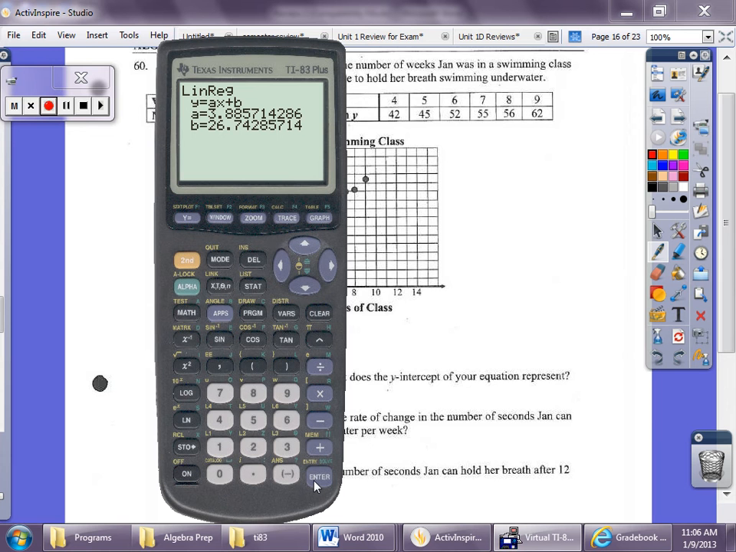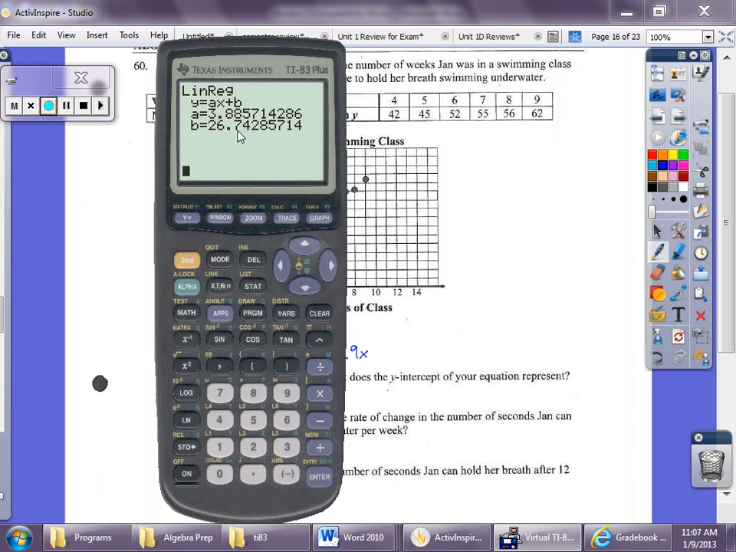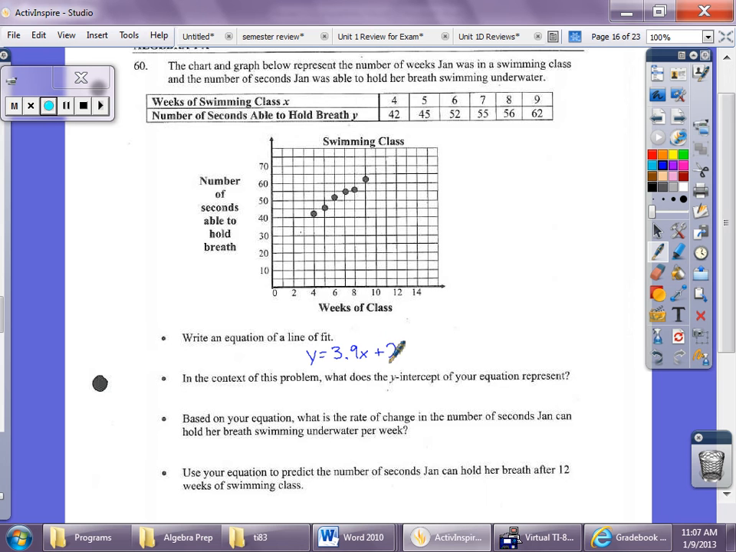It says y equals ax plus b. A equals 3.8857, and b equals 26.7428. So we're going to round these numbers to the tenths. A equals 3.9, so we have y equals 3.9x plus 26.7. It doesn't tell us what to round to, so we could round to the hundredths or to the ones. Any of those would be acceptable answers.